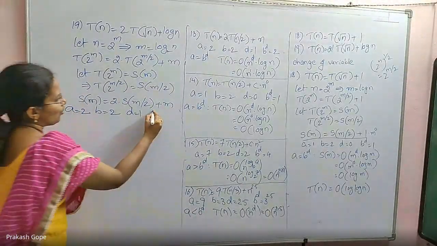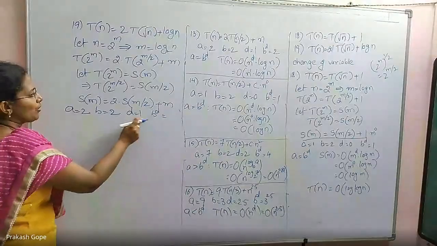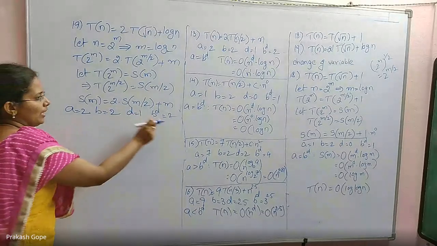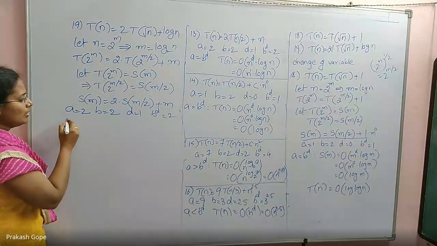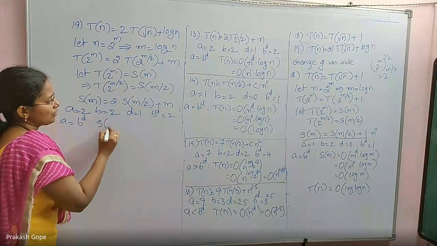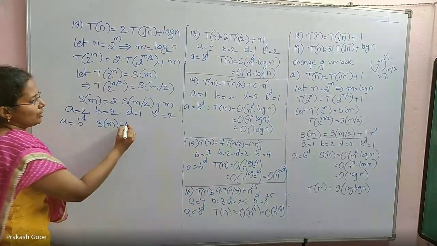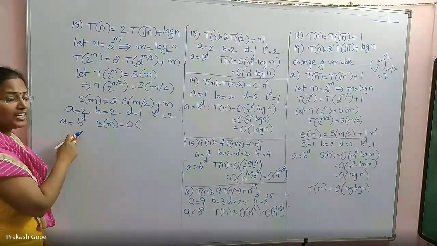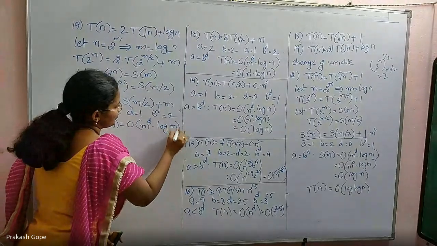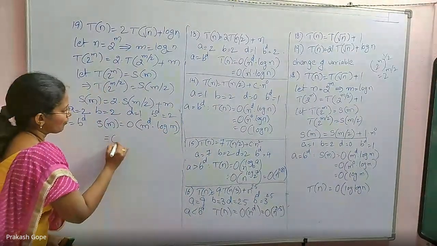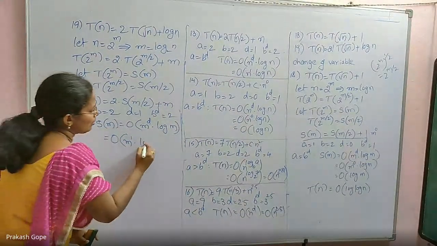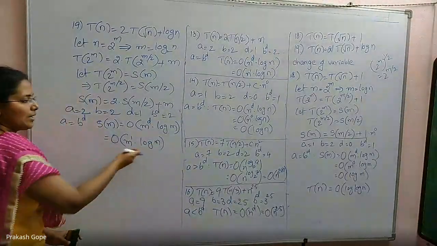What is b power d? 2 power 1 is 2. So a equal to b power d. If a equal to b power d, we are solving this equation. So the answer for S of m is m power d into log m. m power d is 1, so m power 1 into log m. So it is m log m.